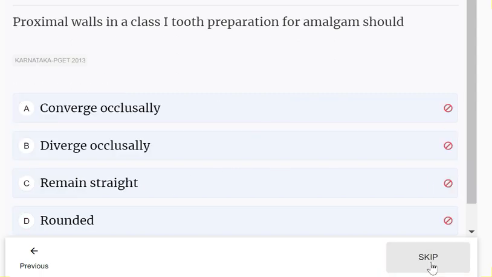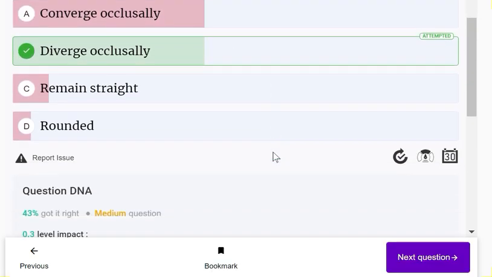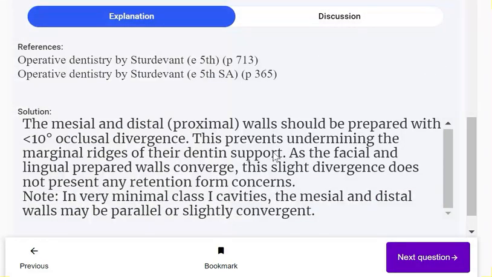That's the correct answer. Proximal walls in a class 1 tooth preparation for amalgam should converge occlusally, diverge occlusally, remain straight or be rounded. It is the proximal walls in a class 1 tooth preparation. So they should diverge occlusally, okay? Only the labial and lingual, facial and lingual walls converge.